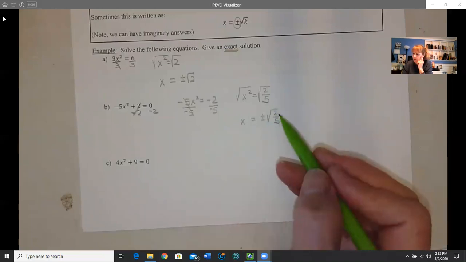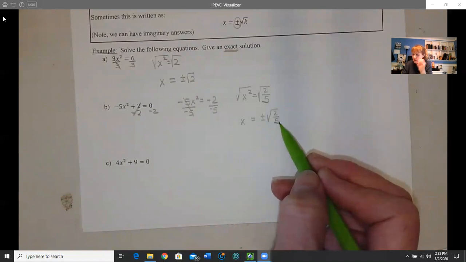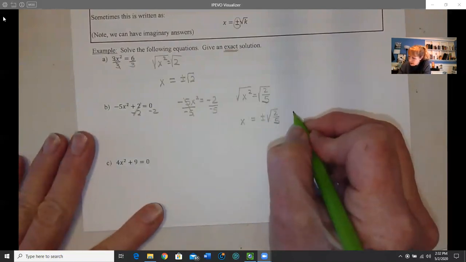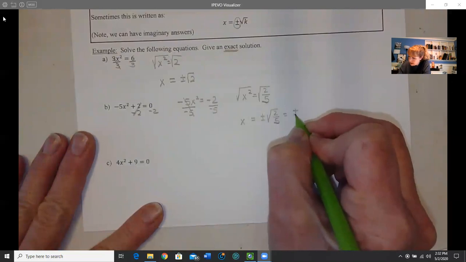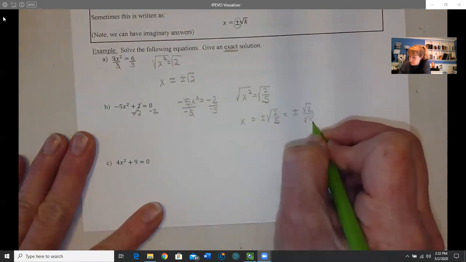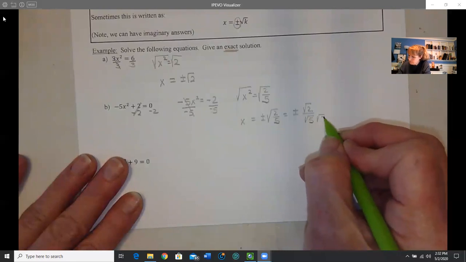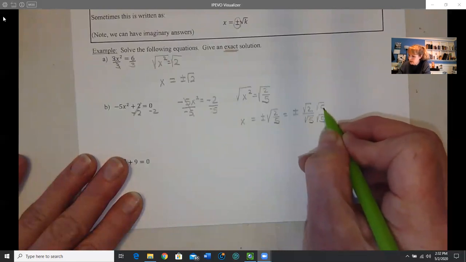Well, if you look at the 2 and the 5, nothing goes into those evenly. So those cannot reduce. So we're going to go ahead and separate them out. We still have our plus or minus the square root of 2 over the square root of 5. Now, rationalizing the denominator, we multiply by the square root of 5 over the square root of 5.